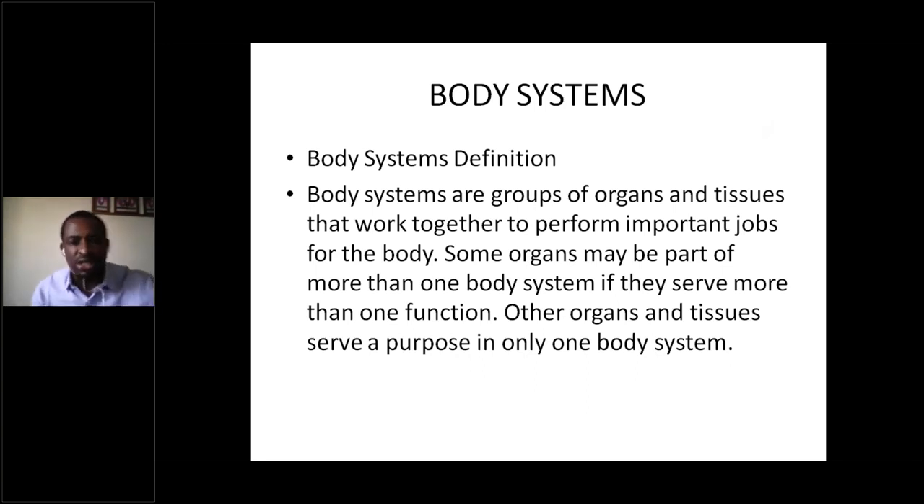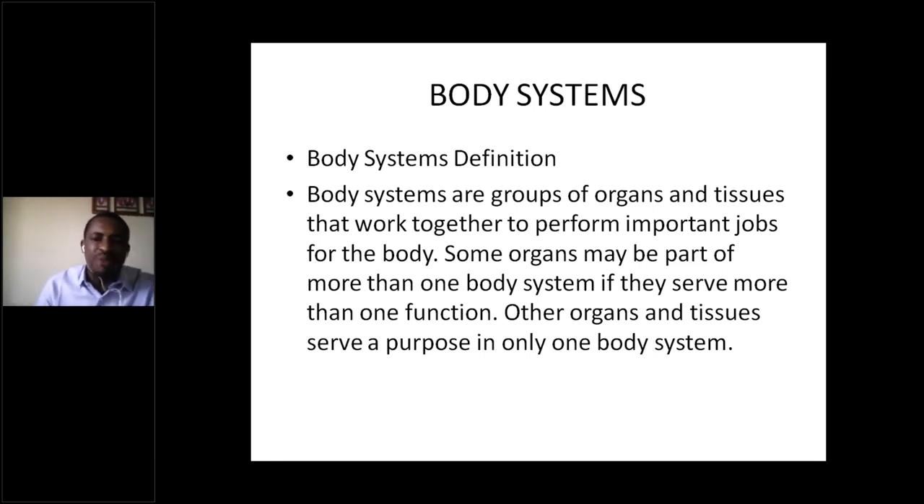So let's look at body systems. We've already mentioned that from the cell, we migrate to the tissue, we migrate to the organ, the coalition of organs based on their functions and based on their specificities now become the system. So we want to look at the system. Now, body systems are a group of organs and tissues that work together to perform important jobs for the body. They do great work for the body.